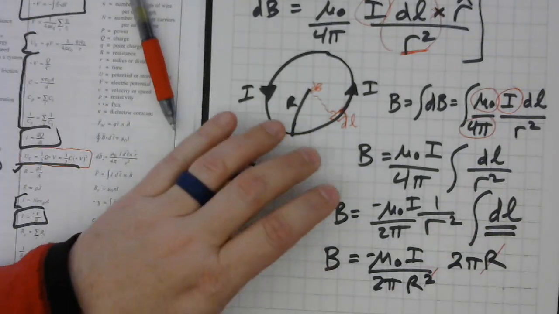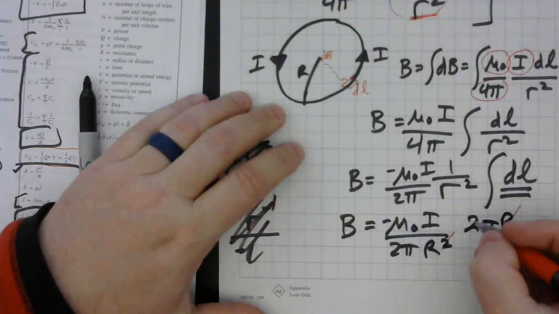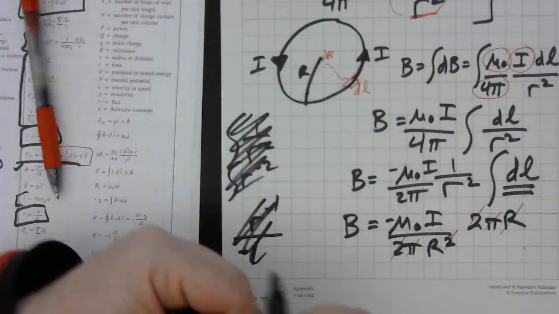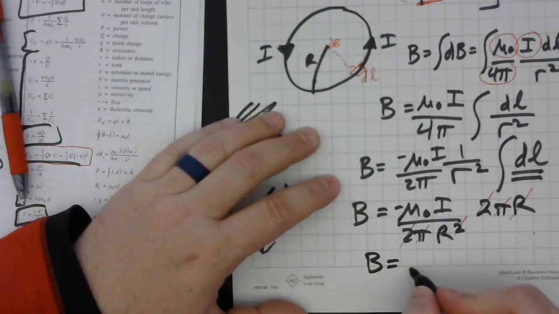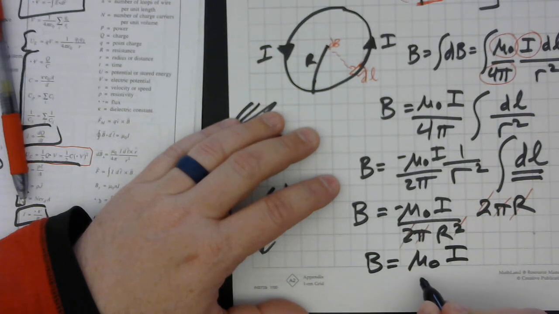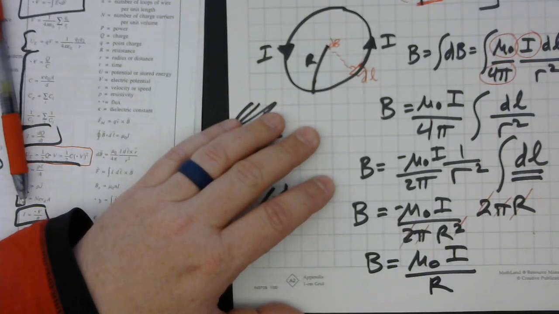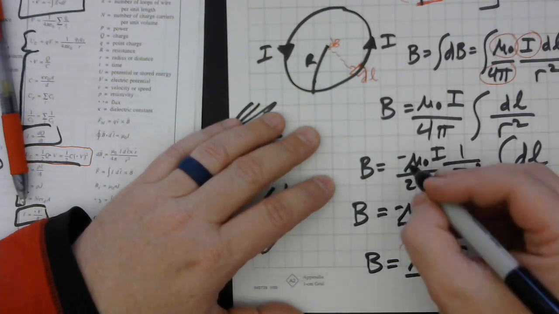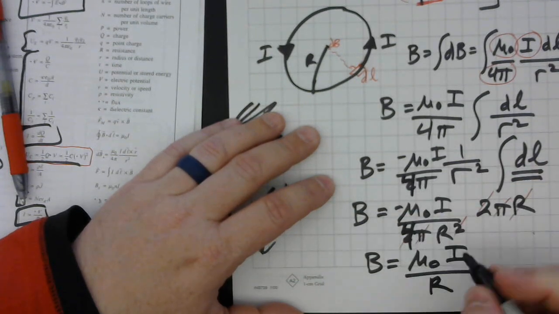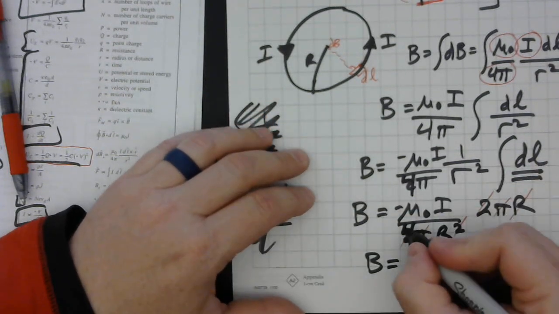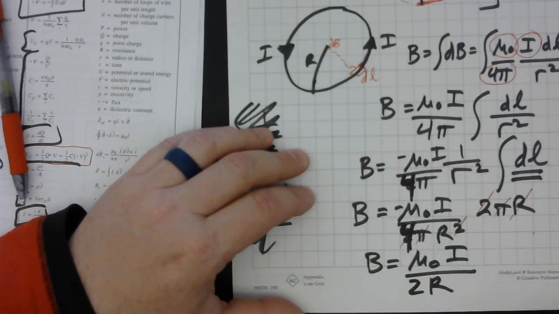One of those r's cancels. One of those 2's cancels. Pi's cancel. So you end up with B field is the quantity mu naught I over r. Where'd the 4 go? Oh, that's a 4. Oh, so that's a 2 in the bottom. Dang it. Wish I would have caught that. That's a 4. Hopefully you caught that I screwed that up. There you go. That is Biot Savart law.